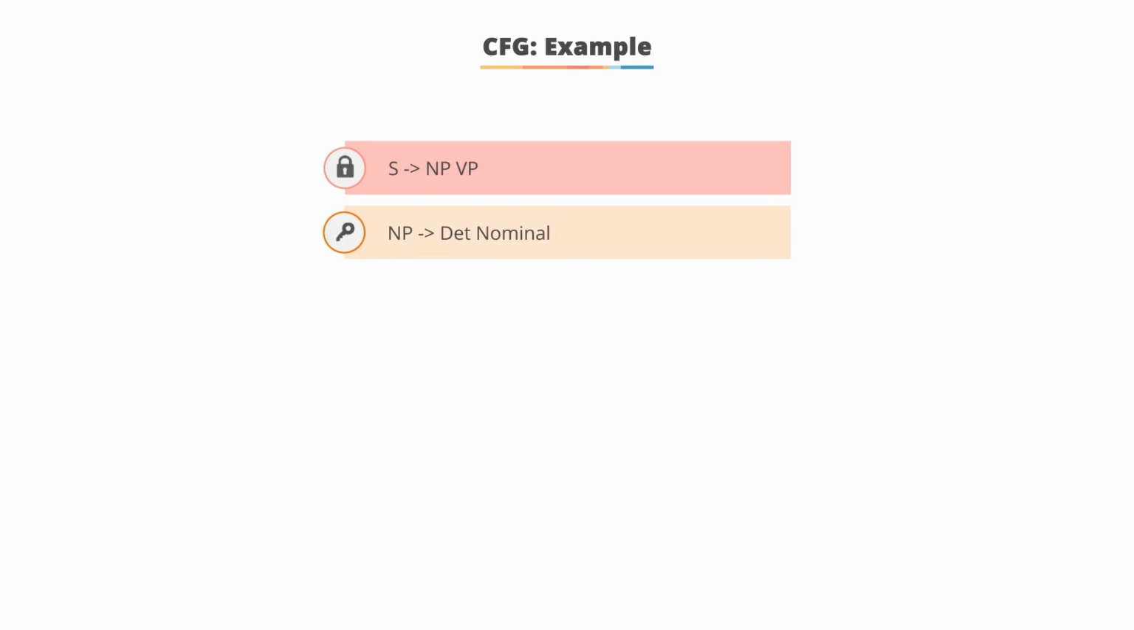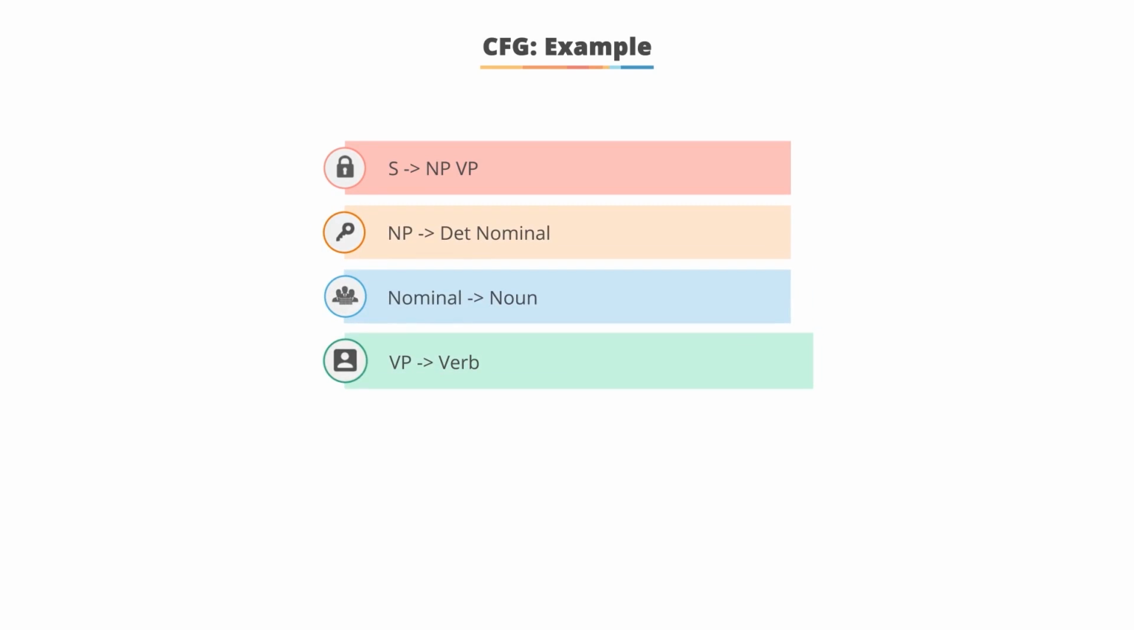Let's understand the representation of context-free grammar through an example. In context-free grammar, a sentence can be represented as a noun phrase followed by a verb phrase. Noun phrase can be a determiner, nominal. A nominal can be a noun. VP represents the verb phrase. A can be called a determiner. Flight can be called a noun.